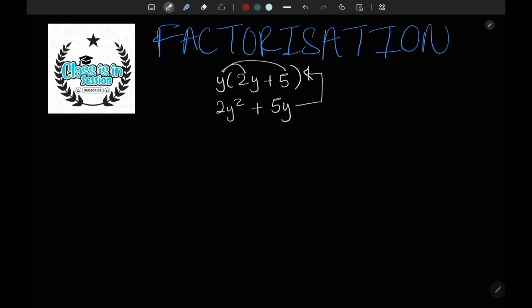So, in terms of factorizing this, we'll just say y, take out the highest common factor, and we'll be left with 2y plus 5. If you don't understand what I just said, that's okay. The whole point of today's lesson is to teach you how to do this, and I'll also write down the steps for you guys. Now let's move to the first example.